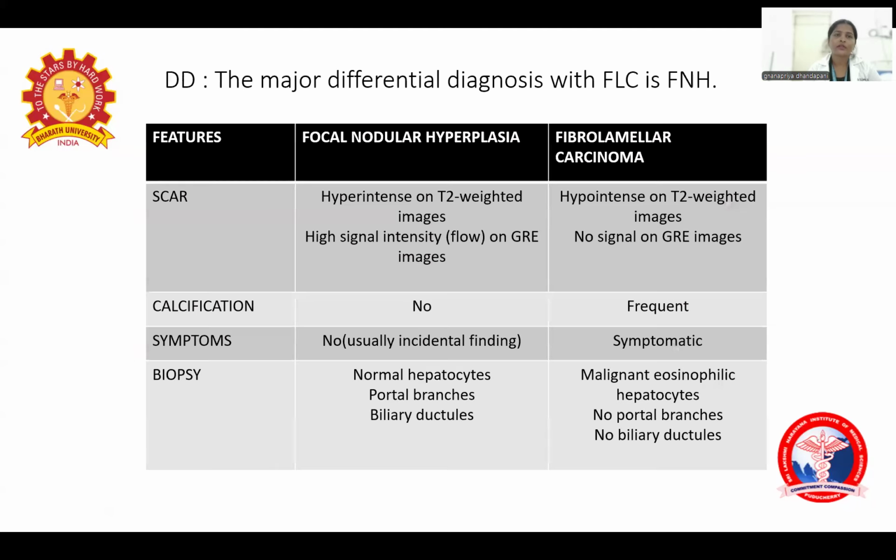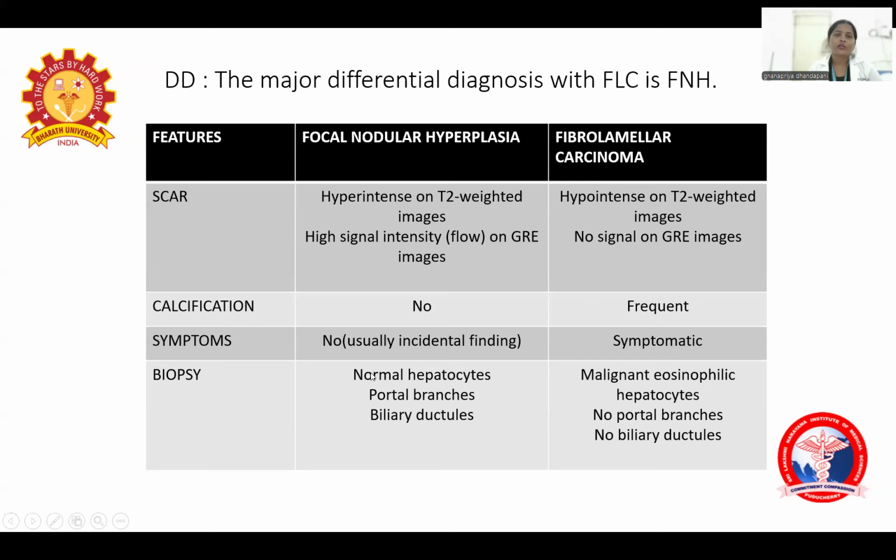So the major differential for fibrolamellar carcinoma is FNH, which is focal nodular hyperplasia. How to differentiate between these two? The scar in FNH is hyperintense on T2 weighted images, and it shows a high signal intensity on GRE images, whereas the scar is hypointense on T2 weighted images in fibrolamellar carcinoma, and there is no signal on GRE images. There is no calcification in focal nodular hyperplasia, whereas calcifications are frequent in fibrolamellar carcinomas.